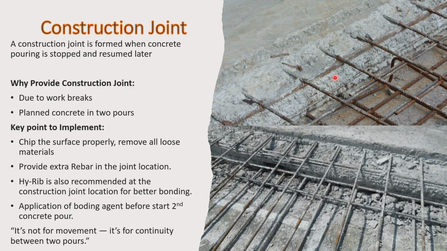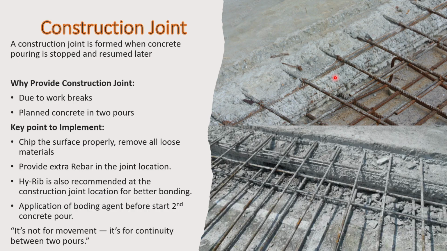And then the next point is where we need to take care before casting the first pour. At the construction joint location, we have to provide some extra bars. This is a good practice just to ensure that the load transfer is ensured properly. We can also provide high ribs in the construction joint for better bonding between the old concrete and the new concrete. And the fourth point is, of course, the application of bonding agent.